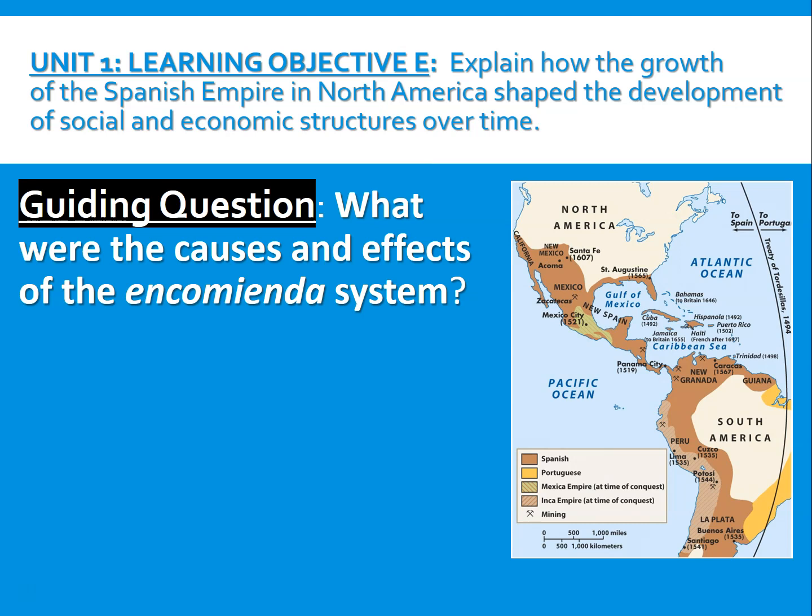So again, what were the causes and effects? Well, a cause would be the arrival of the Spanish in the New World and the need for labor to extract as much wealth out of these new territories as possible. And the effects would be the required labor, and brutal labor in many cases, of the Native Americans in North and South America.